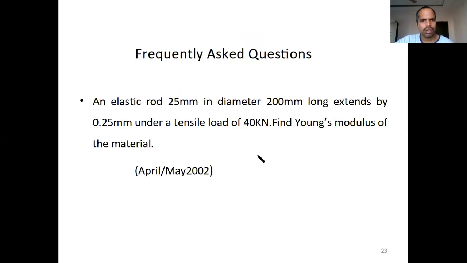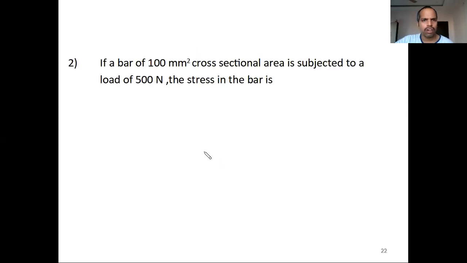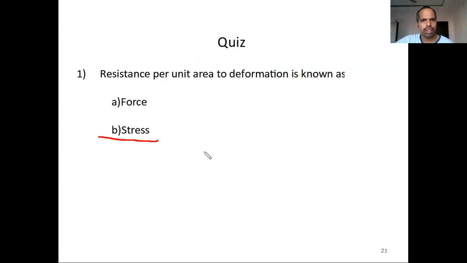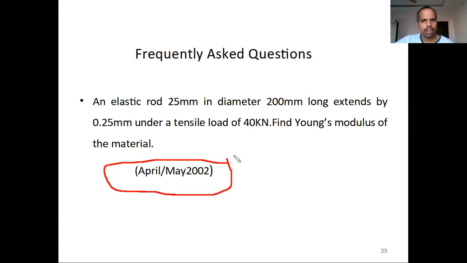Okay, so an elastic rod of different diameters. These are the previous problems which were given. In an elastic rod of 25 mm in diameter, 200 mm long, extends by 25.25 mm under a tensile load of 40 kilonewtons. Find the Young's modulus of the material.